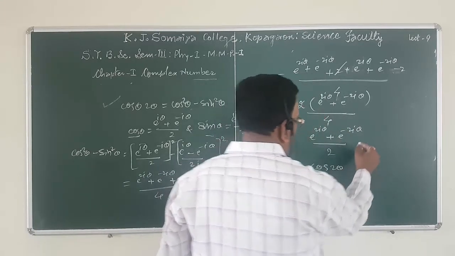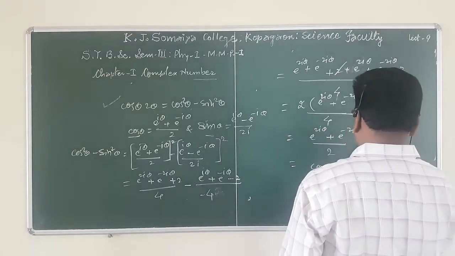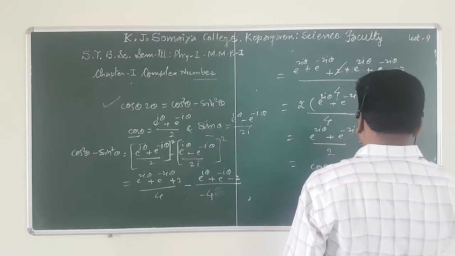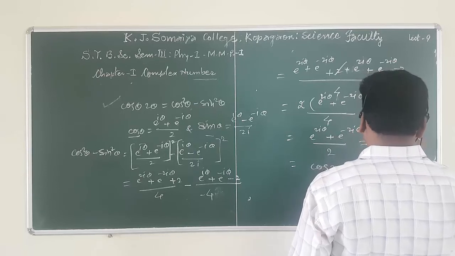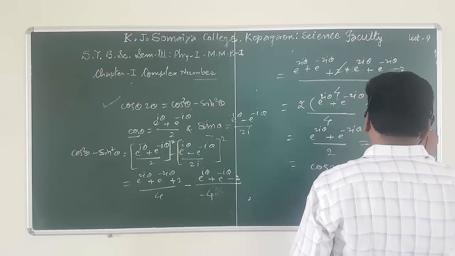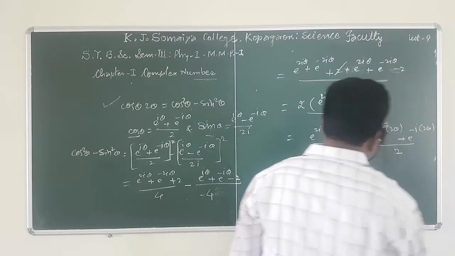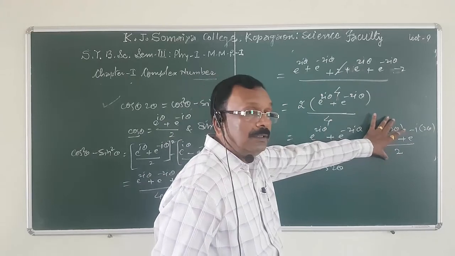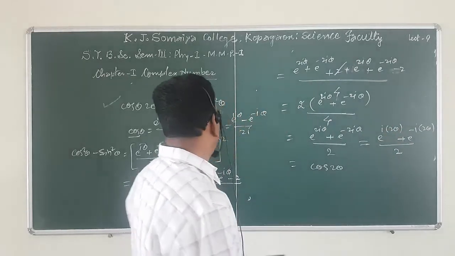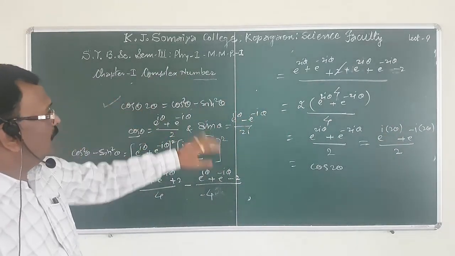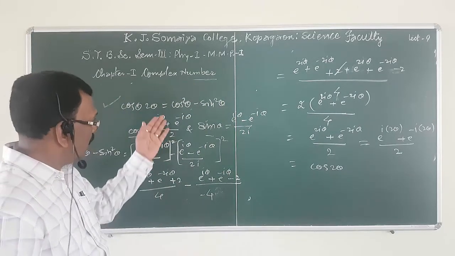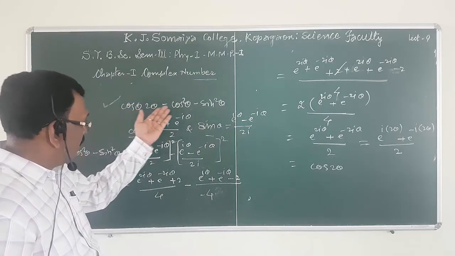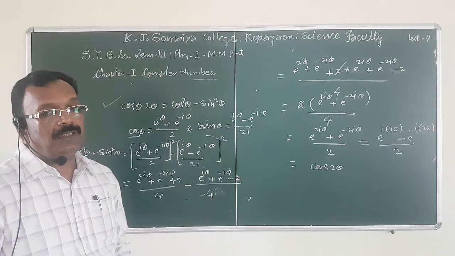Because here we can write e raised to I 2 theta plus e raised to minus I 2 theta upon 2, and according to Euler's theorem this is nothing but cos 2 theta, and hence cos 2 theta is equal to cos square theta minus sin square theta.